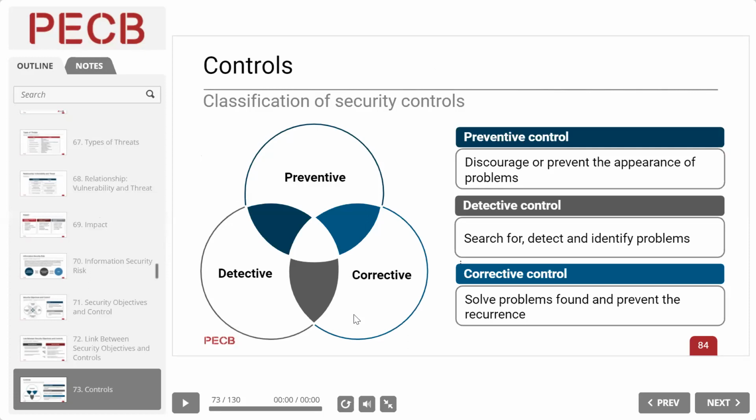So in classifying security controls, we have three types of security controls: preventive, detective, and corrective. Preventive controls discourage or prevent the appearance of problems. Detective controls search for, detect, and identify problems. And corrective controls solve problems found and prevent reoccurrence. So these are the types, the classification of the controls that we implement.